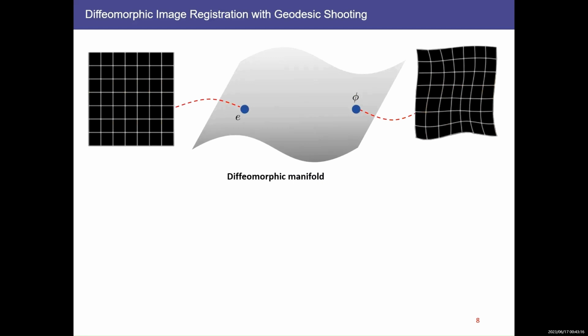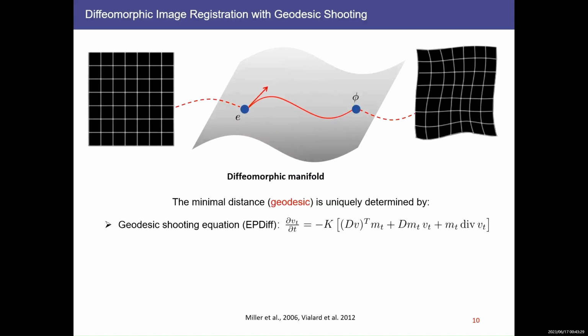Suppose we have a manifold where each point on it corresponds to a diffeomorphism. Here E is the identity transformation and phi is any diffeomorphism. We have many paths to connect E to phi. Well, the LDDMM algorithm proves the optimal solution to be a geodesic, also known as the straight line on the manifold, which is uniquely determined by the initial velocity under the constraint of the geodesic shooting equation, which we call the EPDiff equation.